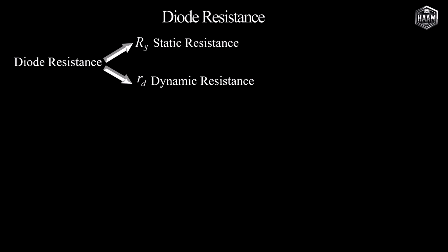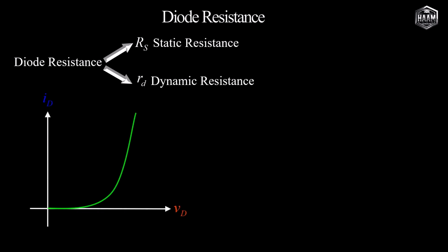If the diode is operating in the conduction region under forward bias and we are situated at an operating point Q, where V sub D equals V sub DQ and I sub D equals I sub DQ, then the ratio of V sub DQ to I sub DQ at this point is precisely the static resistance of the diode.